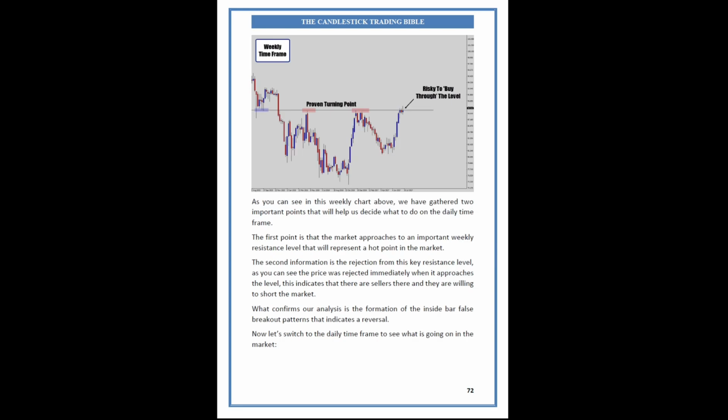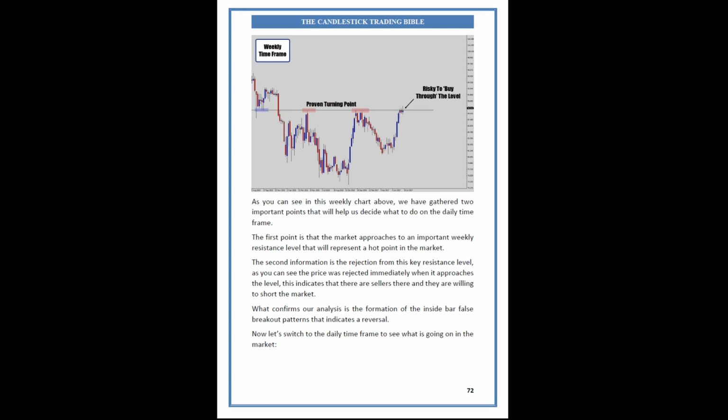Let's continue. As you can see in this weekly chart above, we have gathered 2 important points that will help us decide what to do on the daily time frame. The first point is the market approaches an important weekly resistance level that will represent a hard point in the market. The second information is the rejection from this key resistance level. As you can see, the price was rejected immediately when it approached the level. This indicates that there are sellers there and they are willing to short the market. What confirms our analysis is the information of the inside bar false breakout pattern that indicates a reversal.